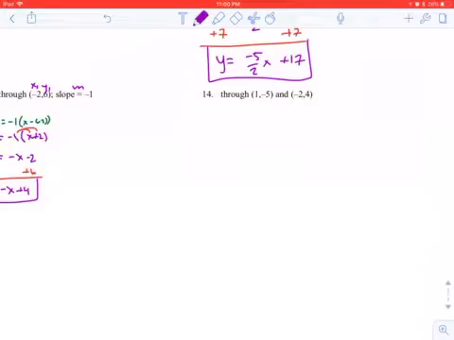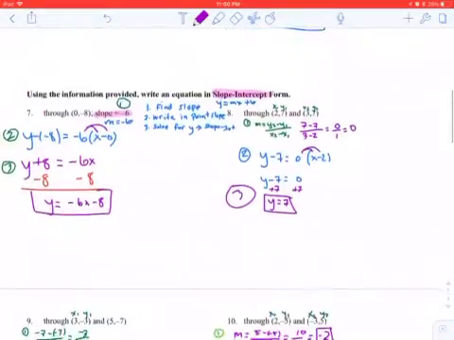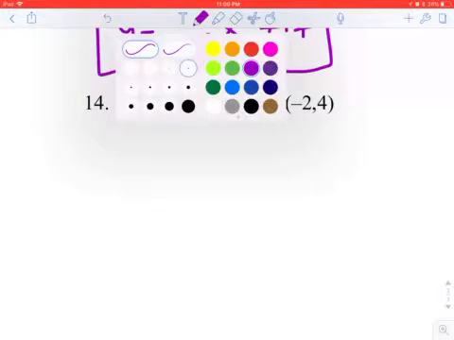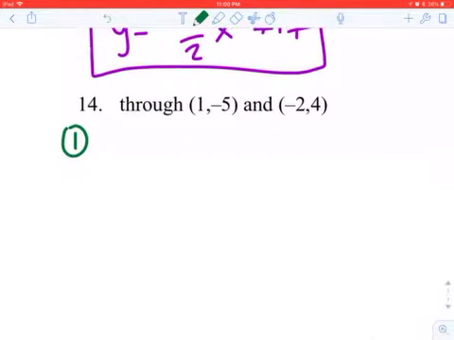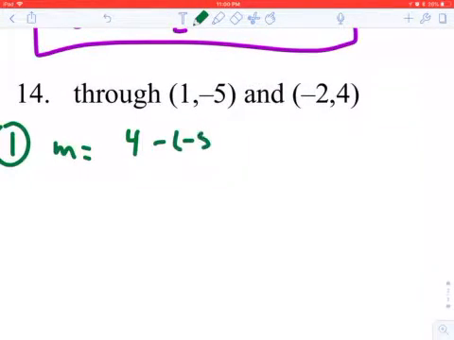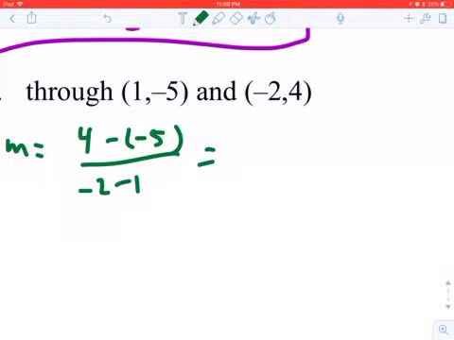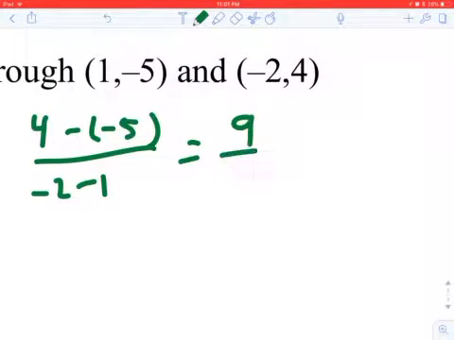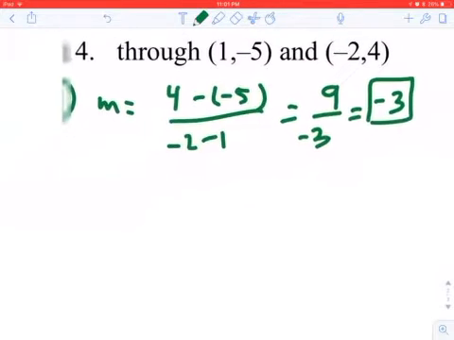Okay, last one. Again, this one is just like number 8. First step, slope. So your m is equal to 4 minus negative 5 over negative 2 minus 1. Two negatives become a positive, so it becomes 4 plus 5, which is 9. The bottom is negative 3. That reduces to negative 3 for your slope.